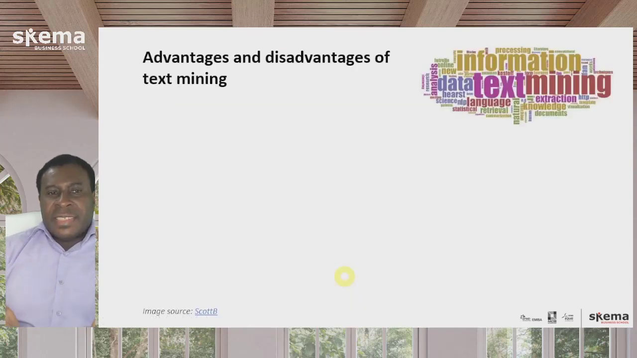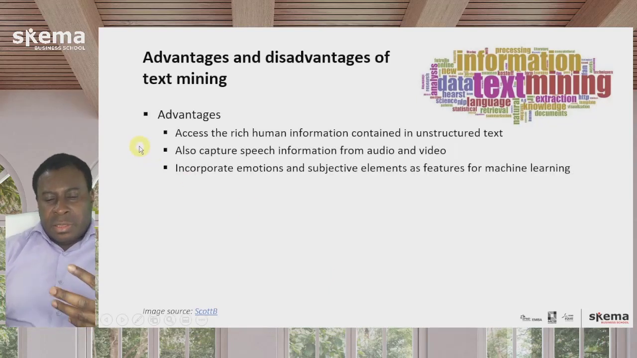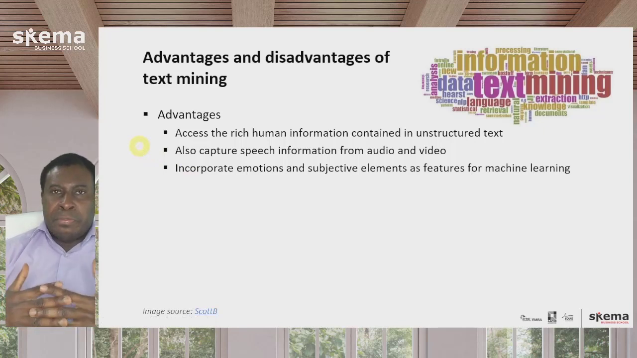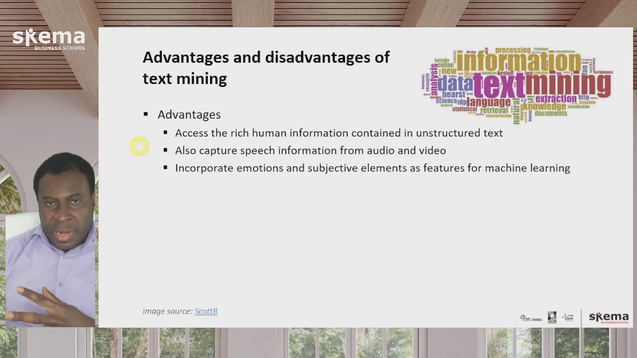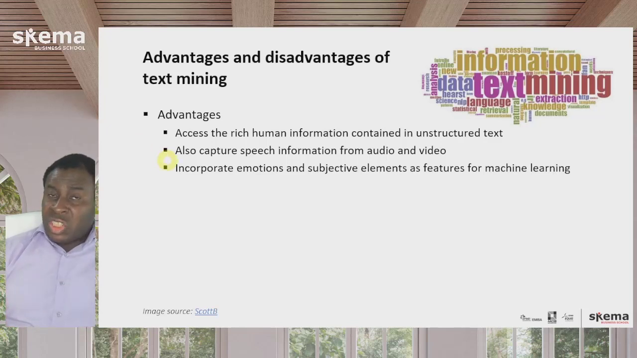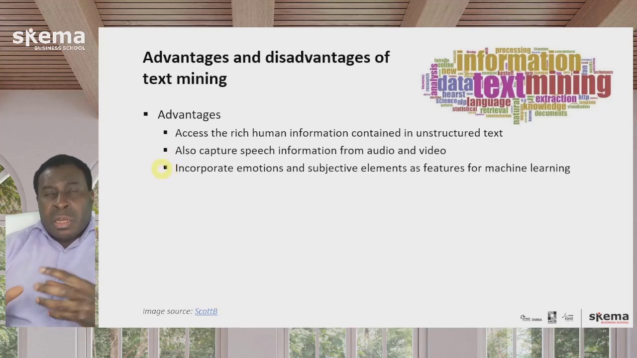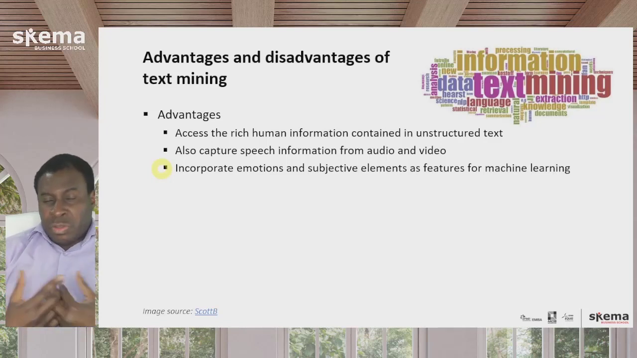Now let's consider the advantages and disadvantages of text mining. First, the main advantages are that rich human text embedded in documents and email messages and tweets and so on can now be accessed and brought into the data mining process. If you just ignore them, you're losing very important information. Text mining can also capture the speech information from audio and video, so it can bring these even richer types of data into the data mining process. And ultimately, you can now incorporate emotions and some subjective elements as features for machine learning.